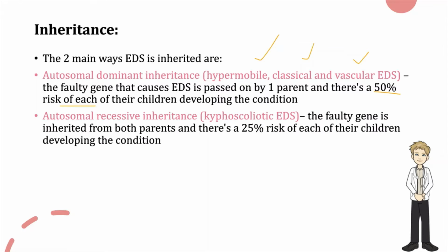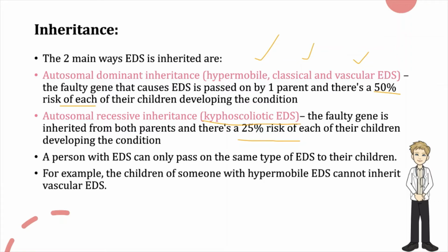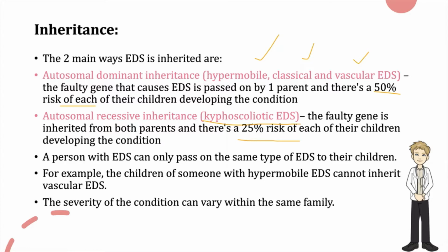Autosomal recessive inheritance: the kyphoscoliotic type of EDS shows this type of inheritance, and the faulty gene is inherited from both parents, and there is a 25% risk of each of their children developing the condition. A person with EDS can only pass on the same type of EDS to their children. For example, if a person is suffering from hypermobile EDS, he can only pass on hypermobile EDS to his children. He cannot pass on the vascular type of EDS, and the severity of the condition can vary within the same family.